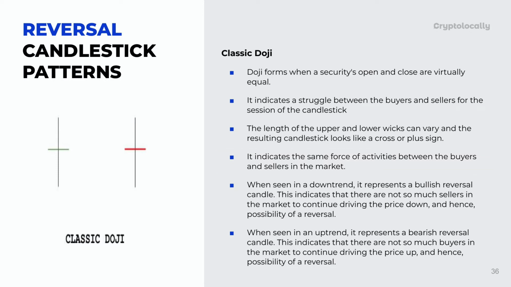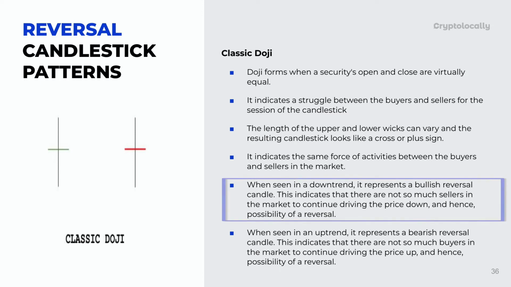So when the opening price and the closing price are the same, this means that the price did not go up and the price did not go down at the end of a trading session. Remember, if the price went up, the closing price will be above the opening price. If the price went down, the closing price will be below the opening price. So with a doji, the closing price and the opening price are the same thing.